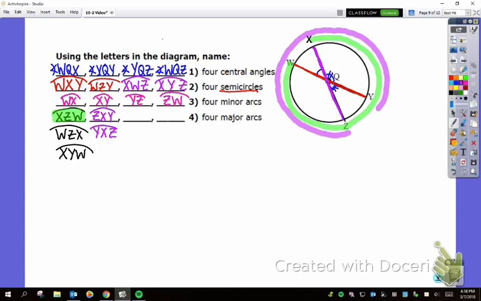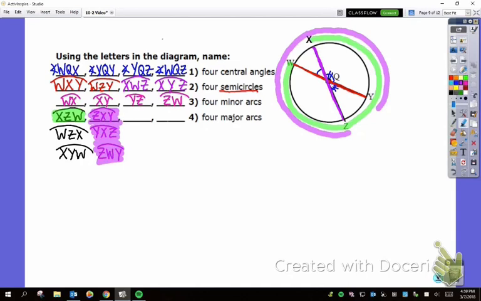Or we could name it ZWY, and skip that X altogether. So again, a couple different ways to name it here. We've got to be extremely careful when we're naming these. The purple letters are my purple highlight.